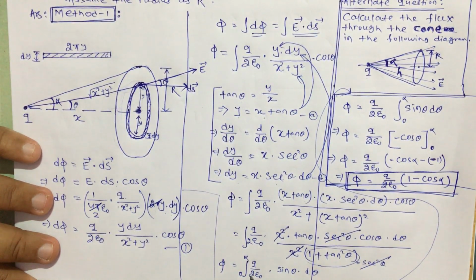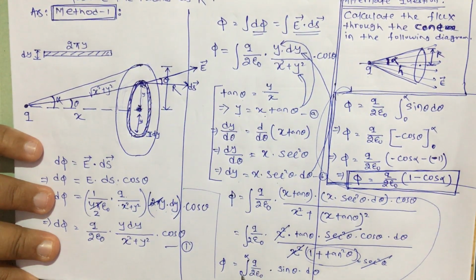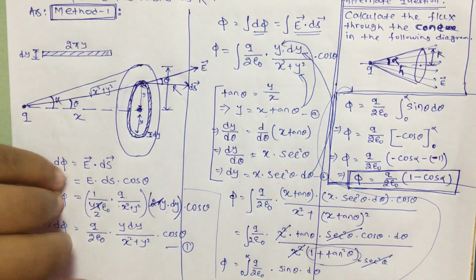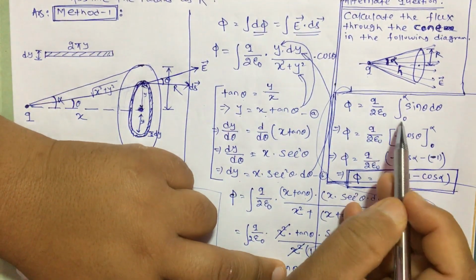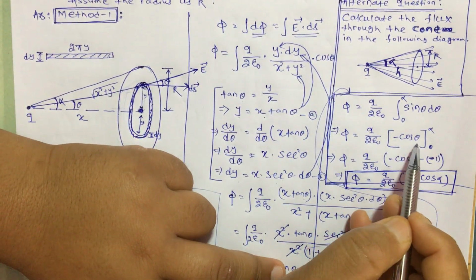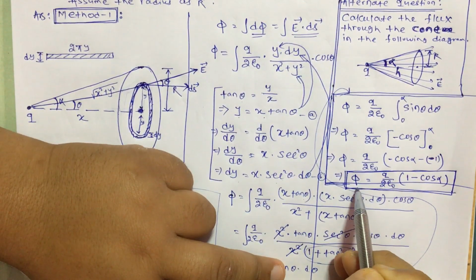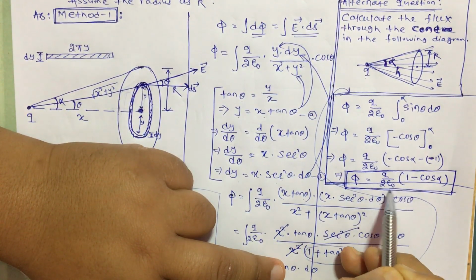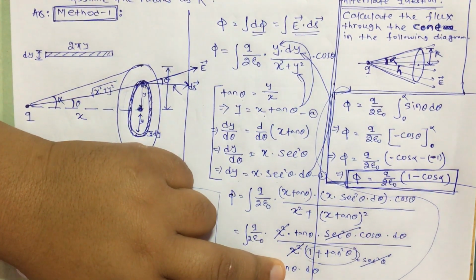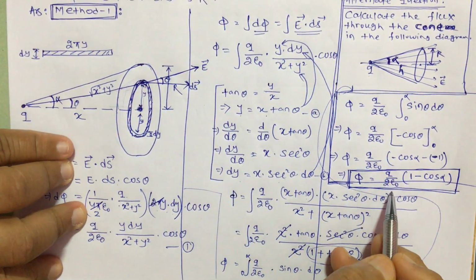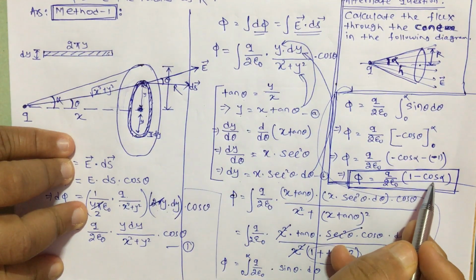So it is 0 to alpha, because theta is changing from 0 to alpha as I explained here, and it is q by 2 epsilon naught sin theta d theta. Now if you do this integration, sin theta integration is minus cos theta, 0 to alpha, put the limit, you will get this answer. Phi will be equal to q by 2 epsilon naught into 1 minus cos alpha. Or you can write it as phi equal to q by 2 epsilon naught into 1 minus cos alpha.